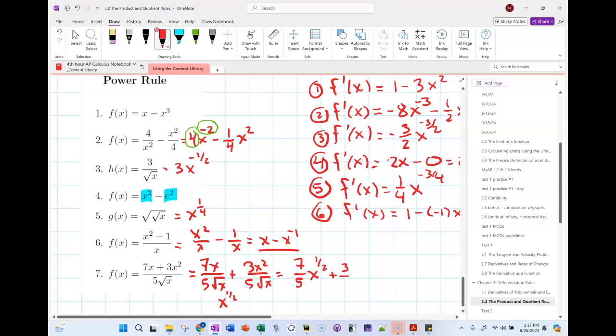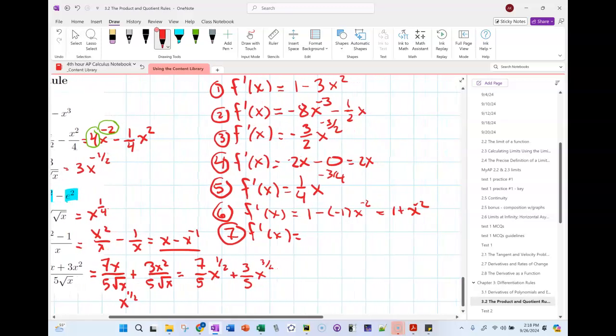Okay, same deal over here. So we're going to have 3/5 x to the 3/2. Now we're in a good spot to take our derivative. So what's the derivative of the first term going to give us?